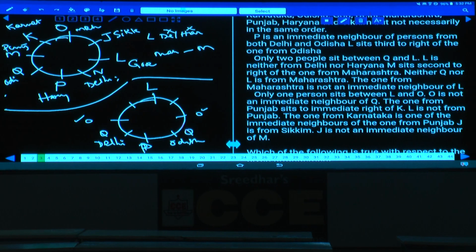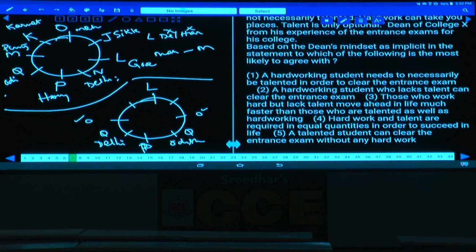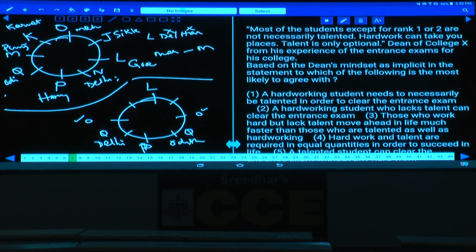After this 3 to 6, then question number 7. Now, in this question number 7, most of the students, here most of the students except for - expect, it is not accept, it is expect. Most of the students expecting the first and the second ranks are not necessarily talented. Okay? Most of the students who are expecting the first and the second ranks need not necessarily be talented, and hard work can take you to those places.